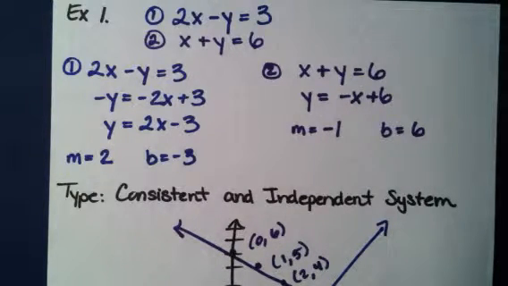We're going to be solving these systems of linear equations by graphing. First, we're going to convert this into the slope-intercept form. 2x minus y equals 3 becomes y equals 2x minus 3. This tells us that the slope is 2 and the y-intercept is negative 3. x plus y equals 6 is converted to y equals negative x plus 6. This gives us a slope of negative 1 and a y-intercept of 6. The type would be consistent and independent.